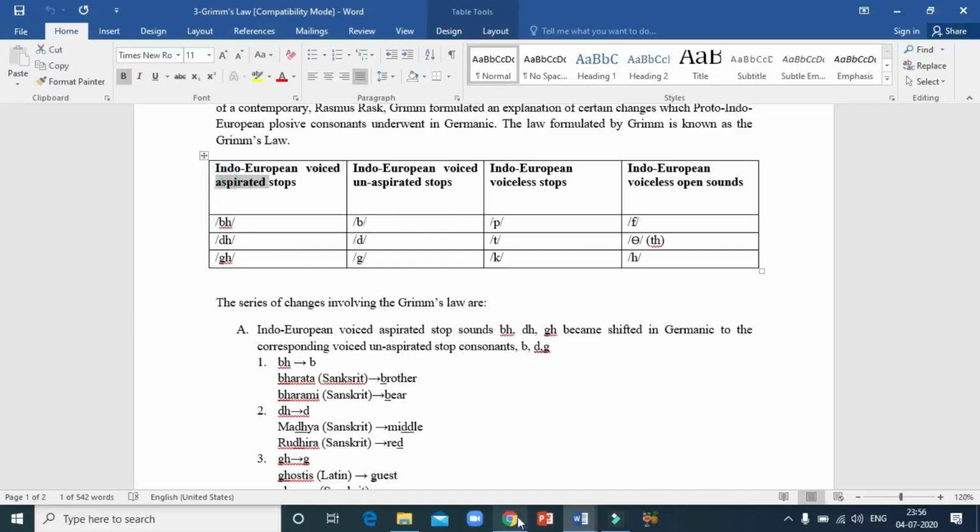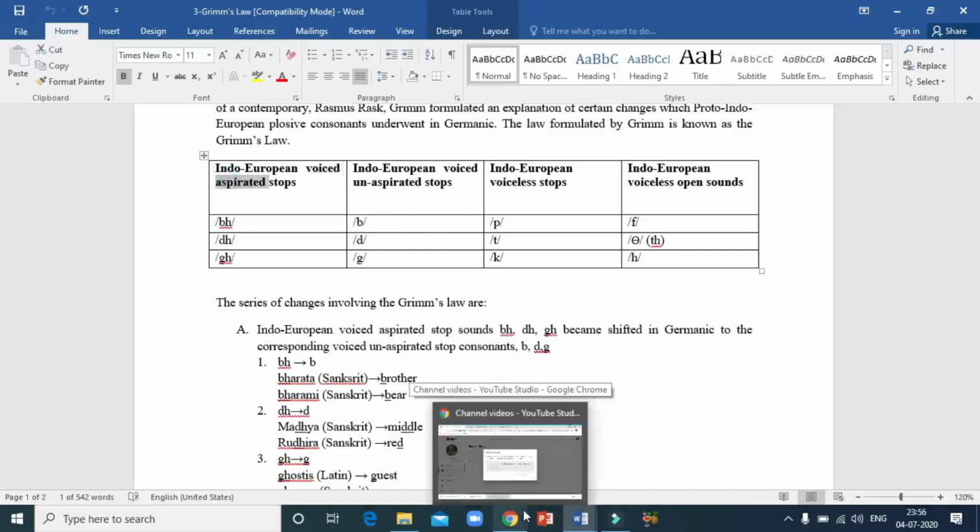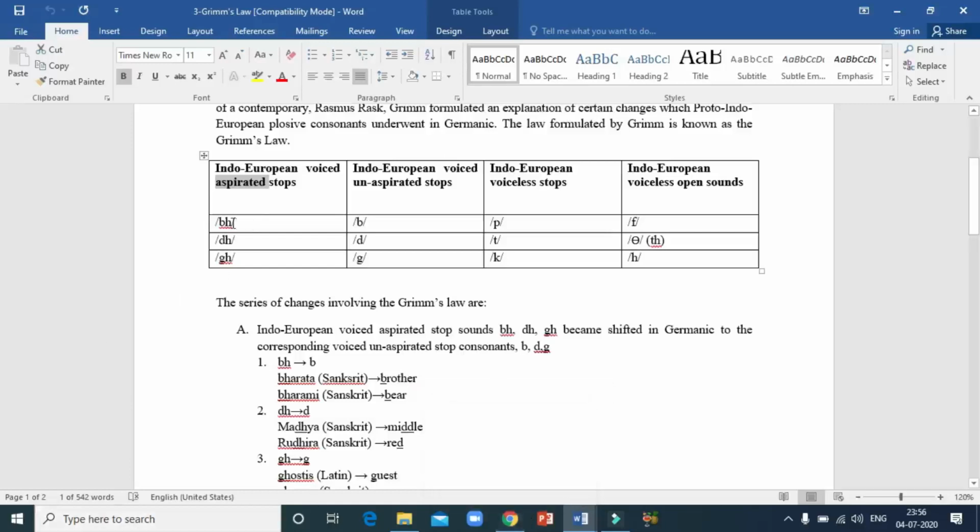Aspirated sounds are sounds when we produce these sounds, a little bit of air is also passed out of the mouth along with the words. For example, it's not b, it's bh, dh, gh. Have you noticed in all these sounds, I am aspirating a little bit of air too. Okay. So Indo-European voiced aspirated stops bh, dh, gh became Indo-European voiced unaspirated stops. So first change that happens is aspirated to unaspirated.